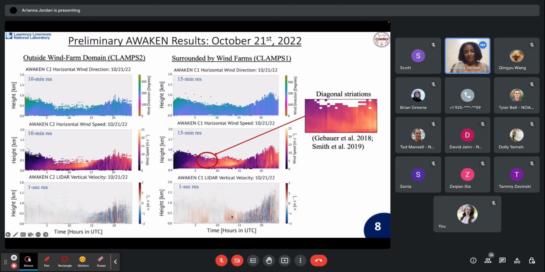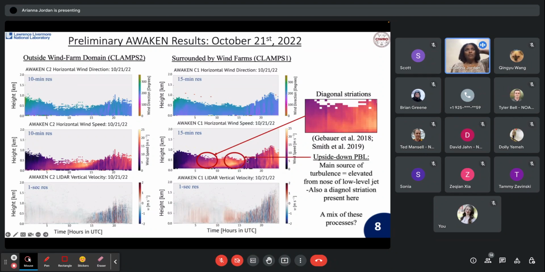And then looking at the second blip, we talked a little bit about what's called an upside down boundary layer. What this is basically is where the main source of turbulence is actually elevated near the nose of the jet, because this blip happens where the low-level jet starts to rise up again. It's interesting because instead of being turbulence near the ground, it starts elevated and then it mixes down. So that's also a theory we talked about, but it doesn't really explain why there's primarily updrafts in the atmosphere. You would expect maybe downdrafts in that case.